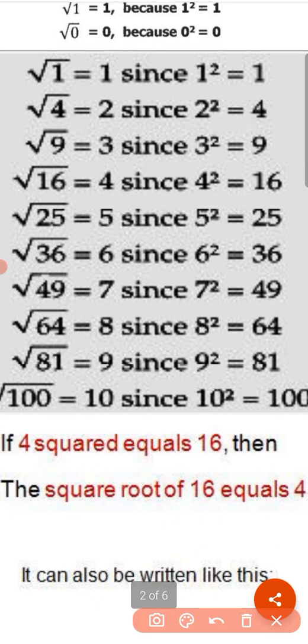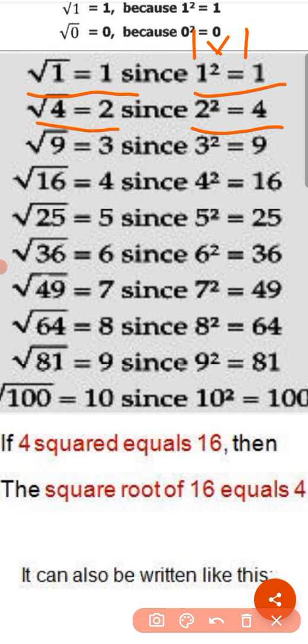Here the squares and square roots of the first 10 numbers are given, starting with 1. 1 squared is equal to 1. 1 squared means, children, 1 multiplied by 1 is equal to 1. So the square root of 1 is 1. Okay. 2 squared is equal to 4. 2 squared, that means 2 multiplied by 2 is 4. So square root of 4 is 2.